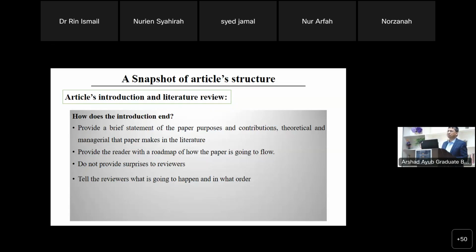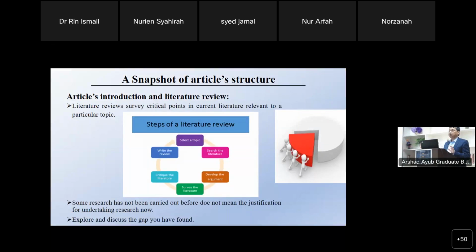So, an article's introduction and literature review, one more time. The literature review surveys critical points in current literature relevant to a particular topic. What are the steps of a literature review? You select a topic, you search the literature, you develop the argument, you survey the literature, you critique the literature, and write the review. That some research has not been carried out before does not mean it is justification for undertaking the research now. Okay, so this is the first study.